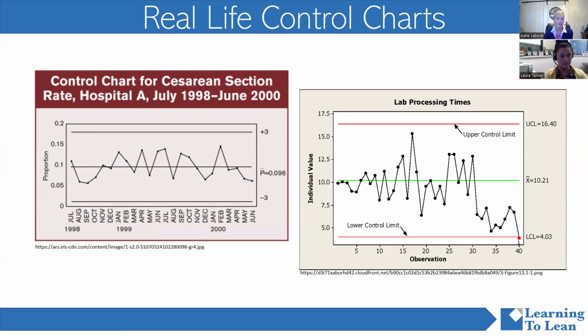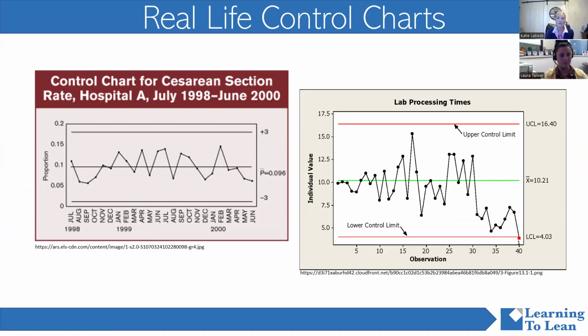So on the left, we have a control chart for cesarean sections from a hospital from 1998 to 2000. So we can, again, look at data plotted over time. That I would say looks pretty normal. So we have that gentle ebb and flow. We may have a few things happening there, but I wouldn't necessarily panic if I saw that.